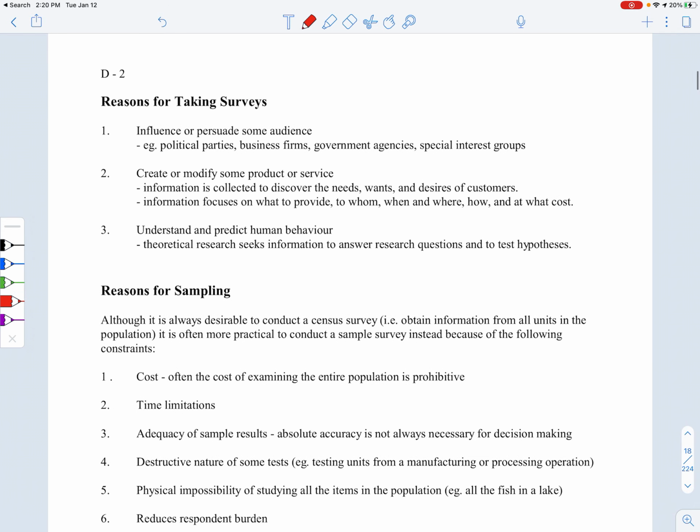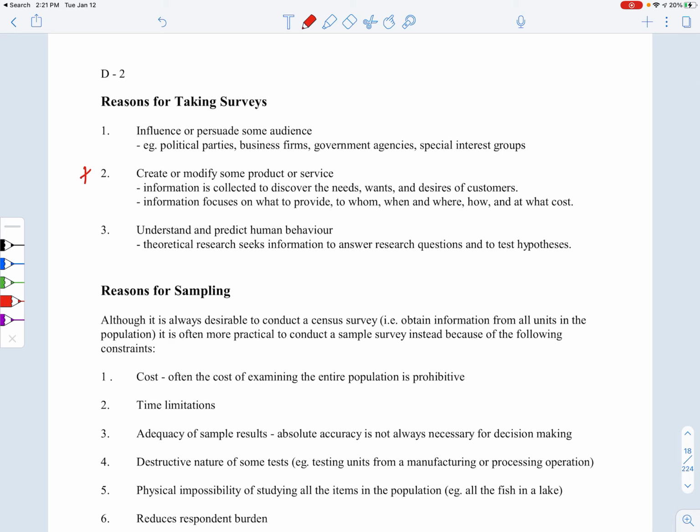Why would you take a survey? Well, there's a number of reasons why you take a survey, but here are three of the big ones. So you want to influence or persuade some audience. So you can have a political survey or something, or a government agency, etc.